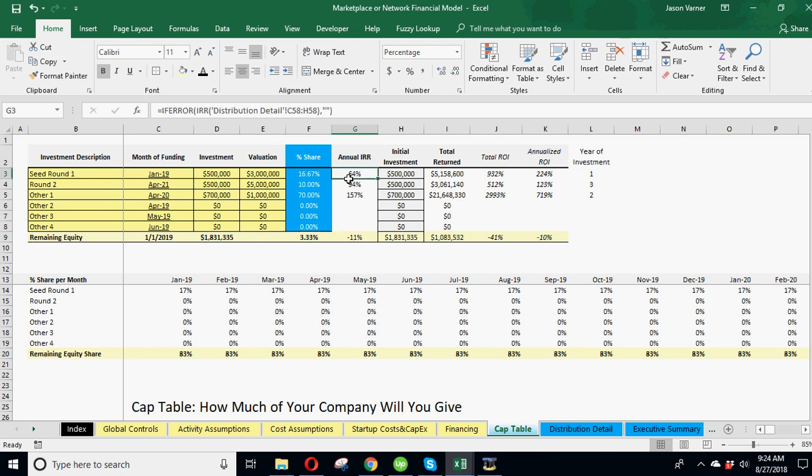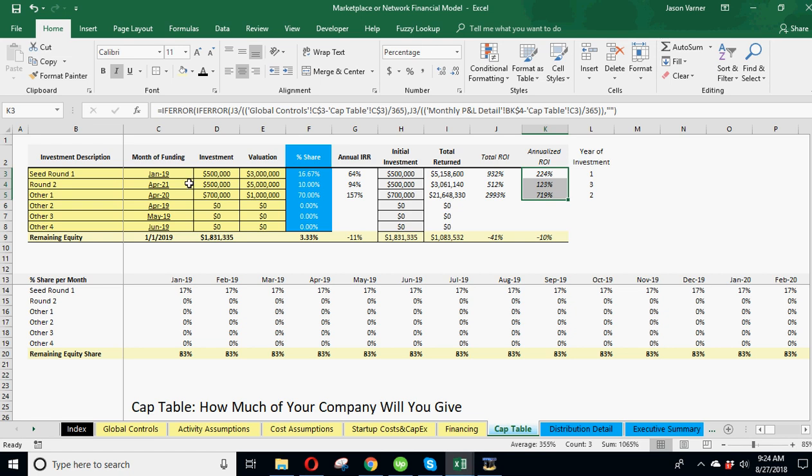And you can see how this affects annual IRRs of each group and the starting equity that's remaining. You've got your total returned, your total ROI, and your annualized ROI. And obviously, annual ROI is different from IRR. IRR is really a discount rate that takes into account the time value of money.